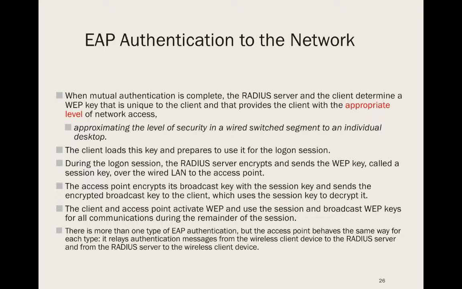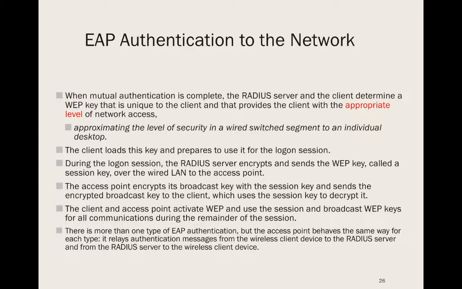Remember, the access point is working in the middle here, transferring the information between the RADIUS server and the client. The access point encrypts the broadcast key with the session key and sends the encrypted broadcast key to the client, which uses the session key to decrypt it. So basically, the client already has the session key and uses that to decrypt this. The client and access point activate WEP and use the session and broadcast WEP keys for all communication during the remainder of the session. So that way it makes it secure.